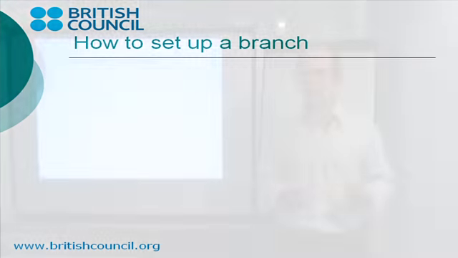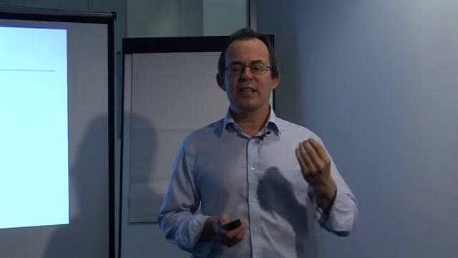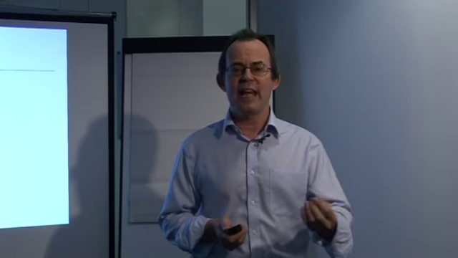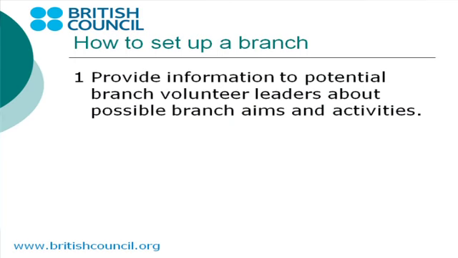Now, some of you watching this seminar have already set up branches, and some of you perhaps are on the point of setting up a branch. So the next couple of slides are all about things to consider when you are setting up a new branch. There are also things that a central TA might consider when they're thinking of the advice they might give to a group of people who want to set up a TA branch. The first point is that the central TA should be able to provide information to potential branch volunteer leaders about possible branch aims and activities.